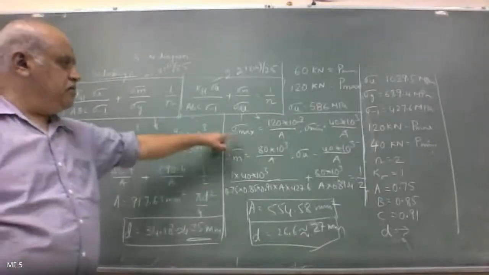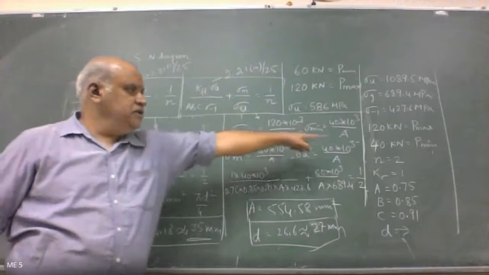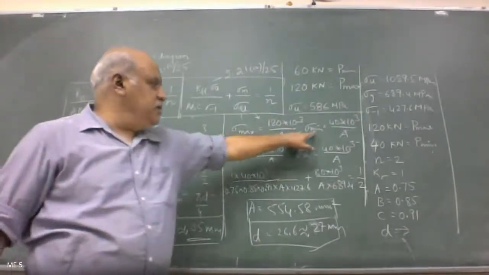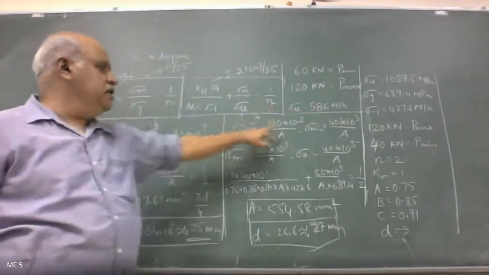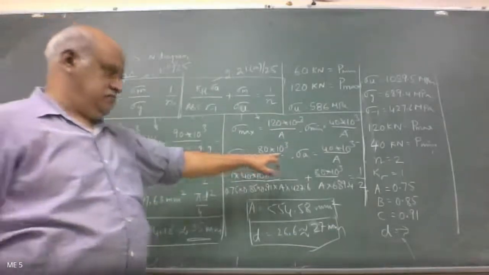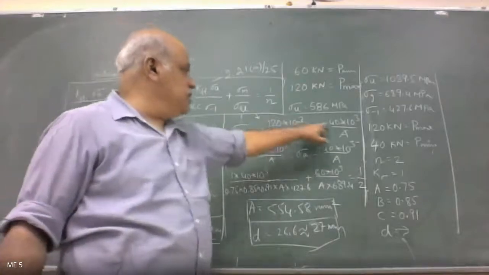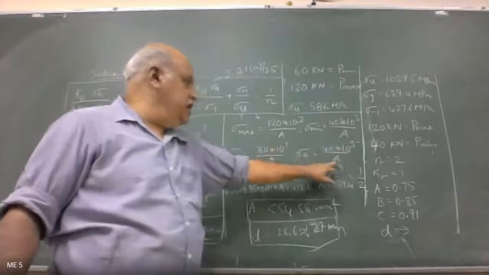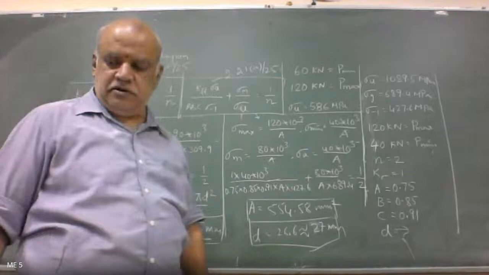Others, please find sigma max is 120 kilonewton divided by A. Minimum stress is 40 kilonewton by A. Mean stress is sigma max plus sigma minimum by 2, that is 120 plus 40 divided by 2, which amounts to 80; 10 power 3 is common anyway. So 80 into 10 power 3 is the mean stress. Stress amplitude is sigma max minus sigma minimum by 2, that is 120 minus 40 is 80 divided by 2 is 40 into 10 power 3 by A. Substitute in the Soderberg relation and get the value of diameter.